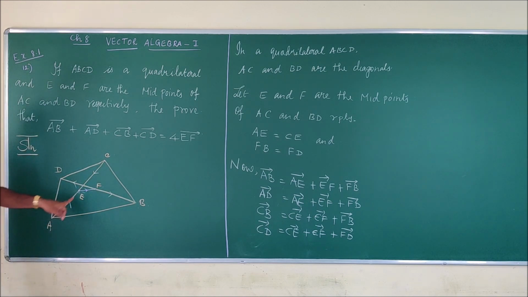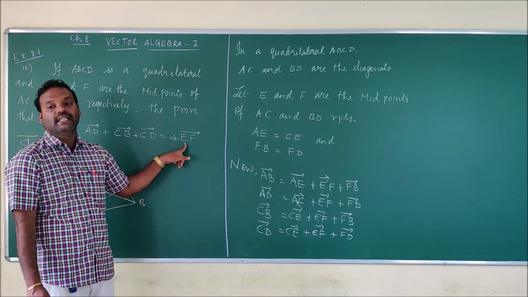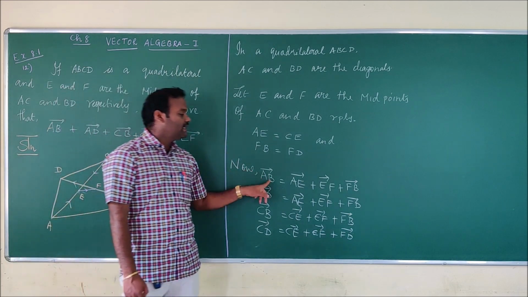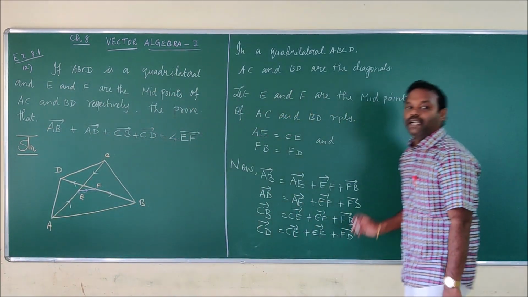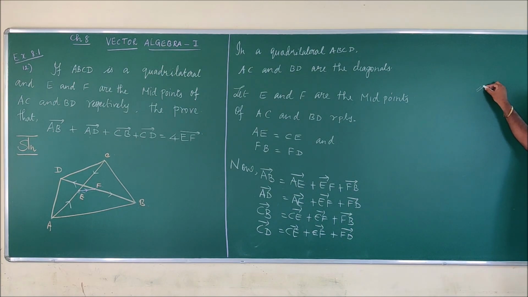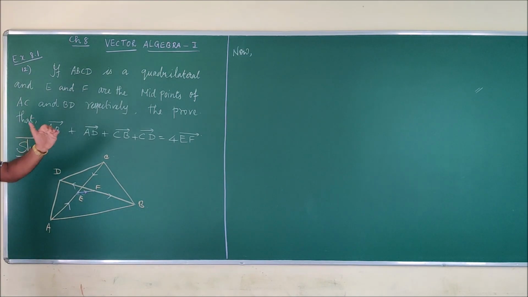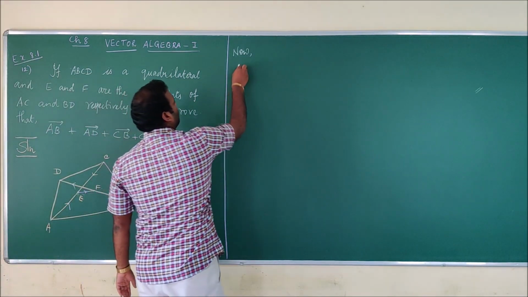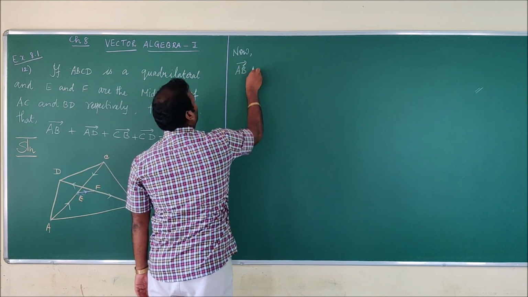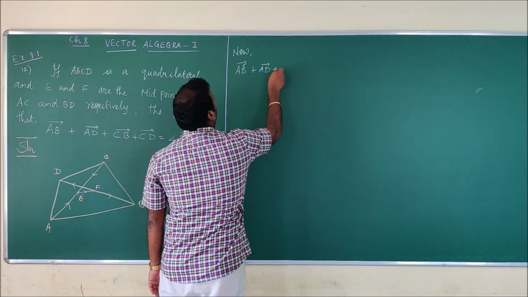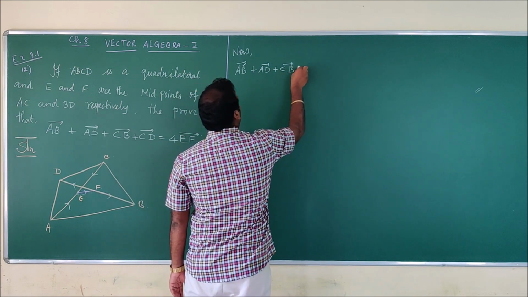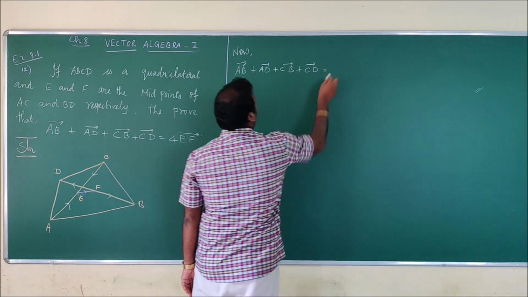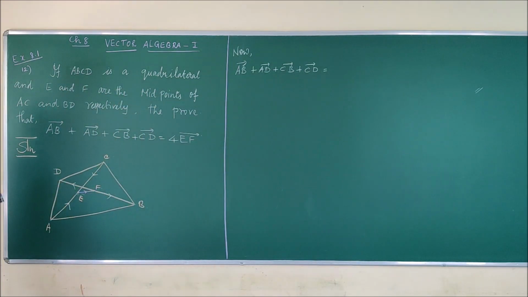You have to make a note that you have to pass through E and F, because in your proof you are having EF vector, and you should not change the starting and ending points. So now we are going to add all the 4 vectors: AB vector plus AD vector plus CB vector plus CD vector. We have written all the 4 vectors separately.